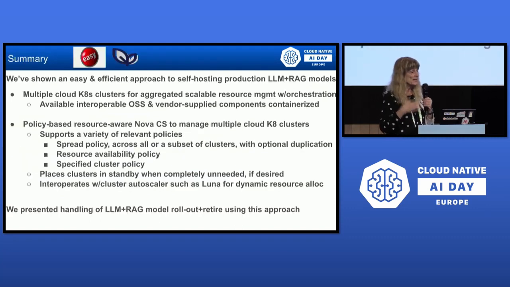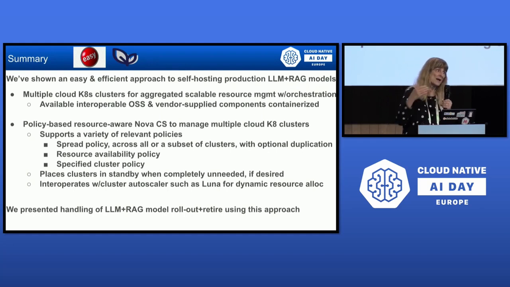So basically, we've shown you an easy and efficient approach to self-hosting production LLM RAG models that combines multiple cloud Kubernetes clusters for their aggregated scalable resource management, and a policy-based, resource-aware cluster scheduler, that is Nova, to manage multiple cloud Kubernetes clusters. Nova supports a variety of different policies that provide the functionality you need to get this done. It can optionally place clusters in standby if they're lightly used, and it can interoperate with the cluster autoscaler. And so we presented LLM+RAG model rollout and retire using this approach.